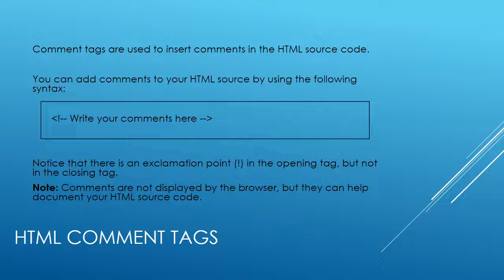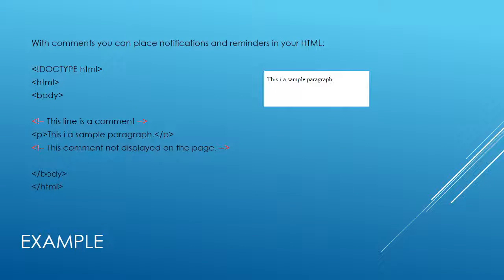Comment tags are used to insert comments in the HTML source code. You can add comments to your HTML source by using the following syntax. Notice that there is an exclamation point in the opening tag, but not in the closing tag. Note: comments are not displayed by the browser, but they can help document your HTML source code. With comments you can place notifications and reminders in your HTML.